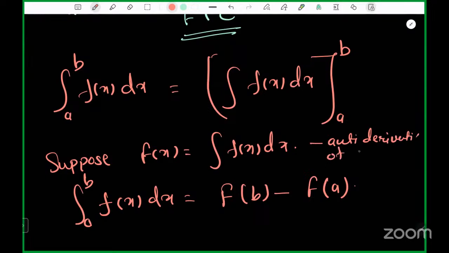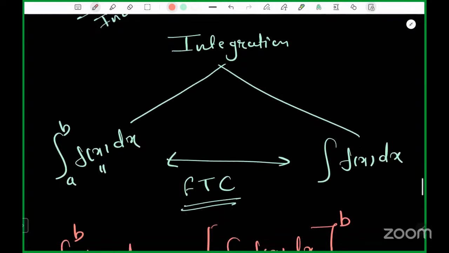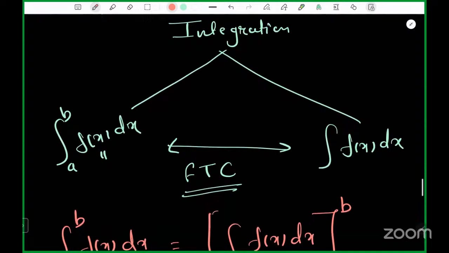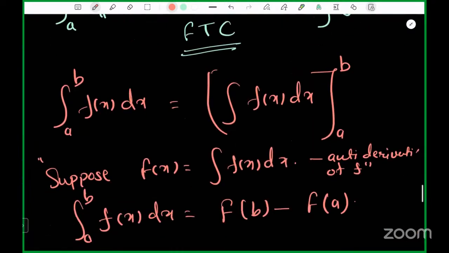Ma'am, it's a little bit fast, ma'am. Can you repeat once again? I couldn't follow this. Up to this, the integration of two types is clear. After that I couldn't follow.